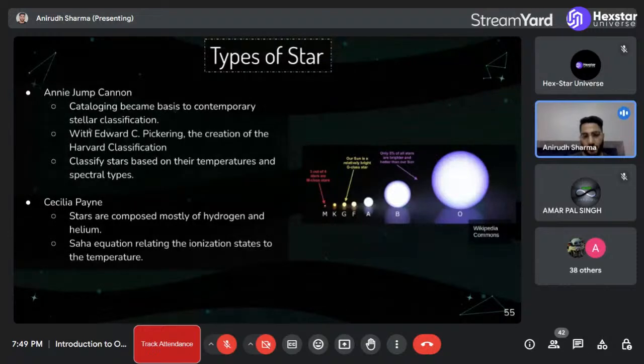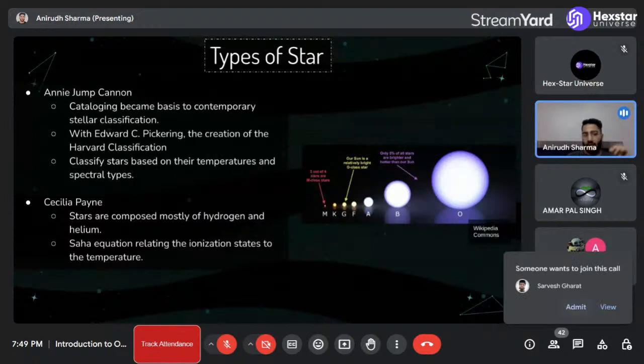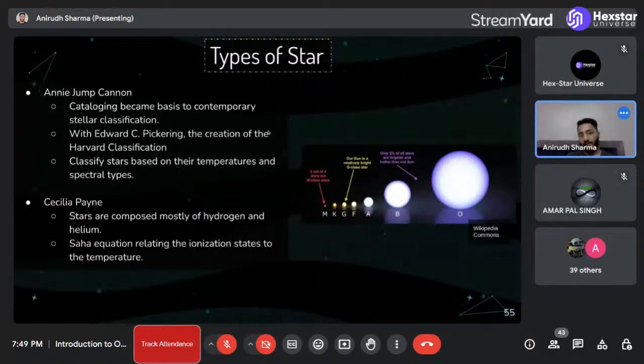And with Edward C. Pickering, the creation of this Harvard classification was made, and they classify stars based on their temperature and spectral types. So they used to observe what kind of light is coming from the star, and based on that, they used to identify this is this kind of star and this is that kind of star. And this cataloging became the basis for contemporary stellar classification.